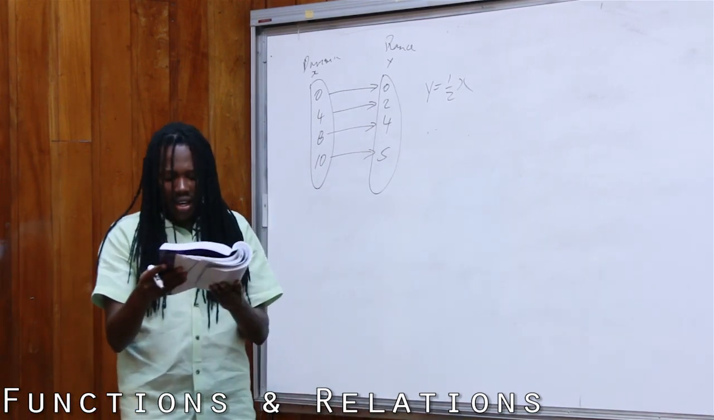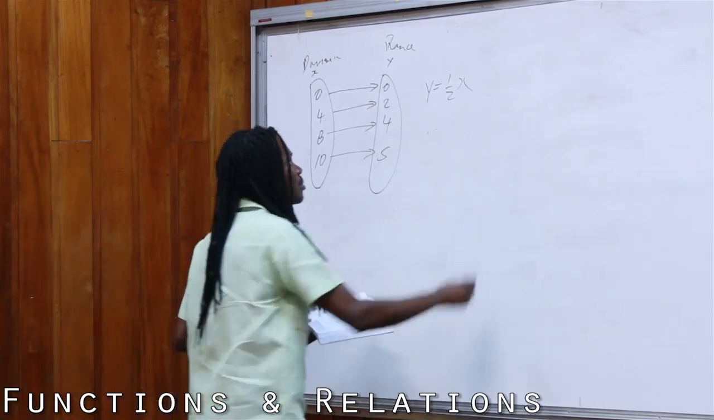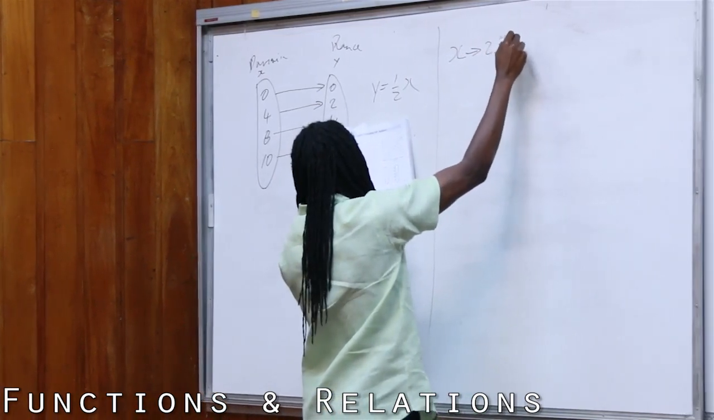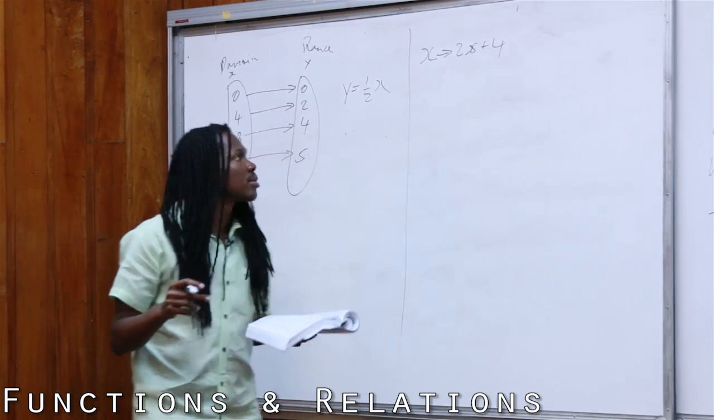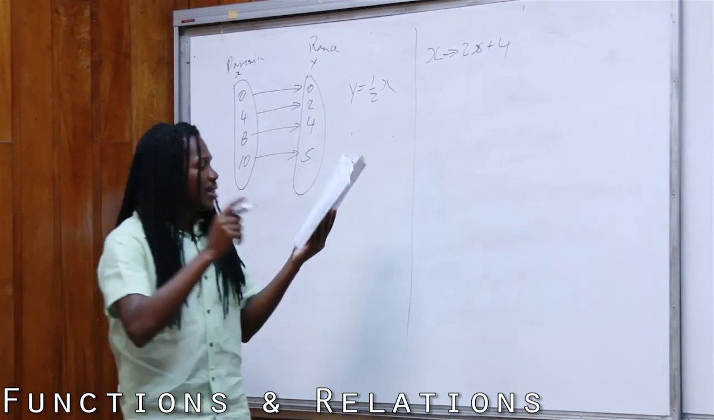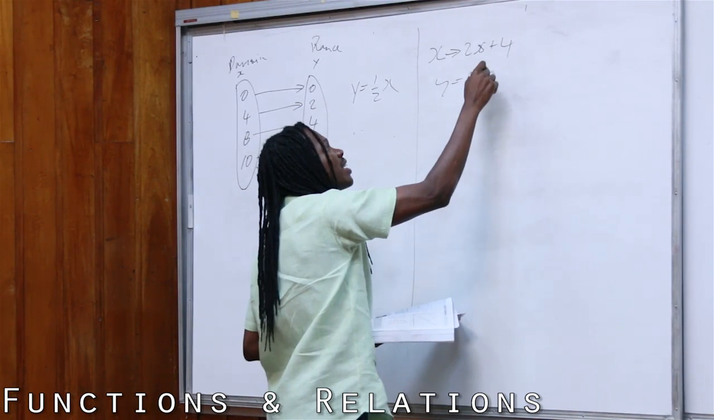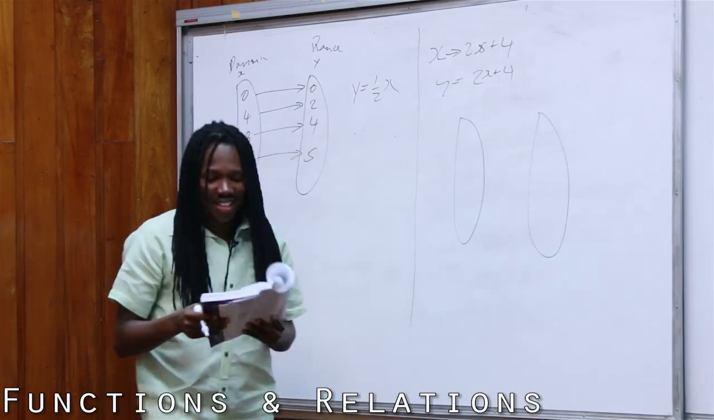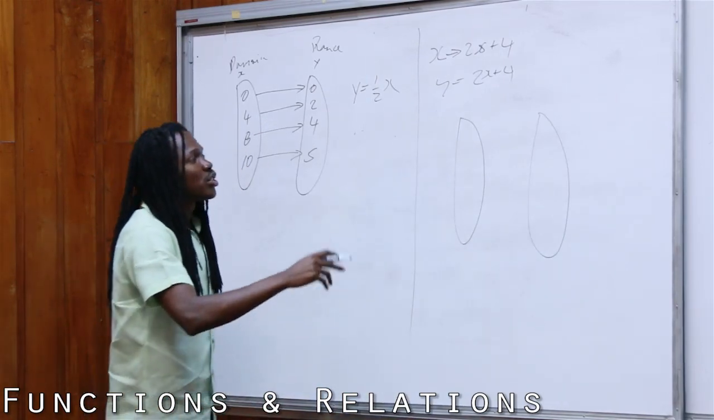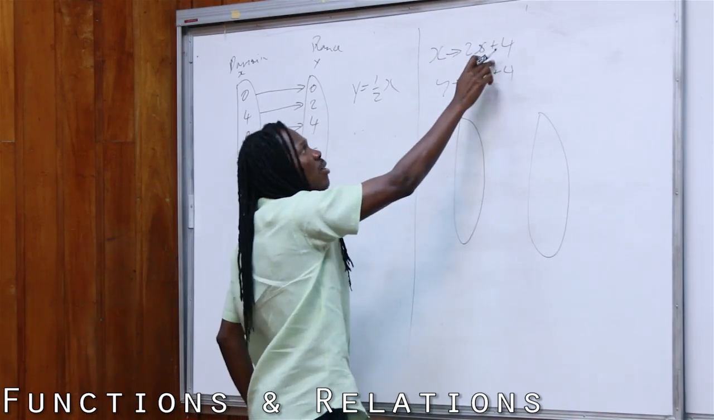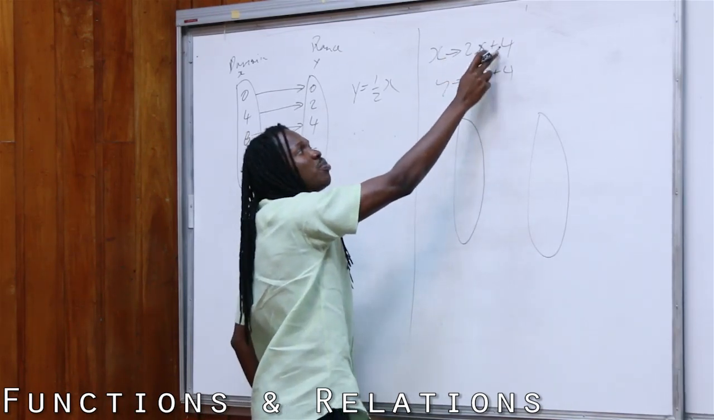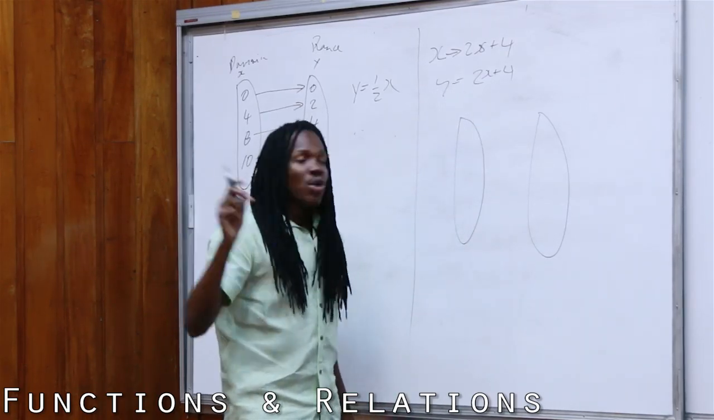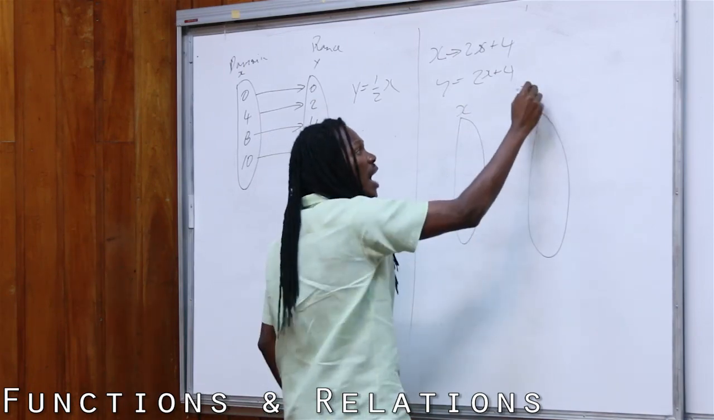If they say there is a relation, x mapped onto 2x plus 4, it means that y is equal to 2x plus 4. We can draw that on a map. So this here is language to say x is mapped onto 2x plus 4, which means that y equals 2x plus 4. You understand that? Where x is the domain and y is the range.